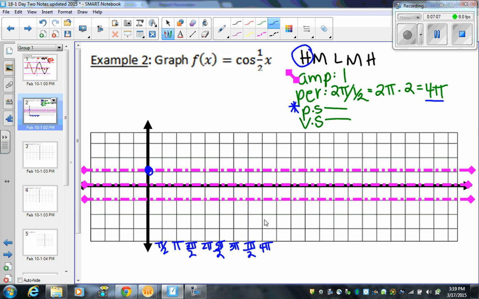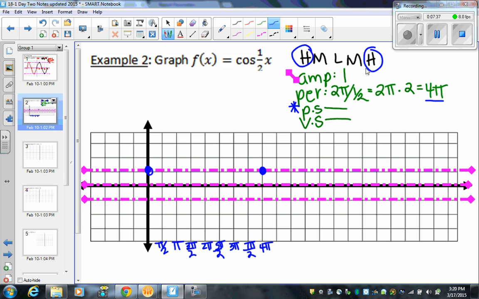So we should be able to stop at 4 pi since our period is a length of 4 pi, and we started when x was 0. So I've graphed my first point on the high when x is 0. I want to graph my last point on a high 4 pi units from where I started. 4 pi units would be 8 spaces. So at 4 pi, I need to plot another high point.